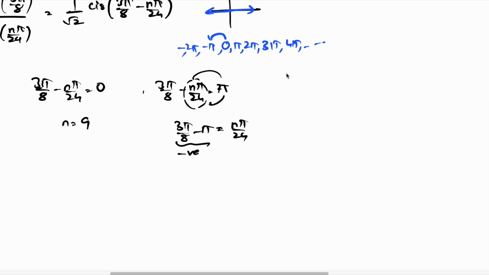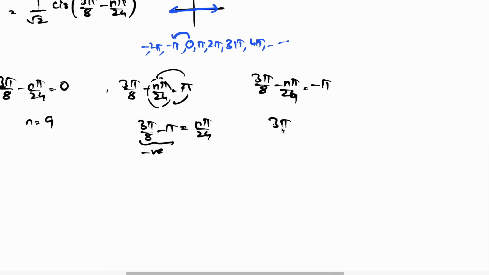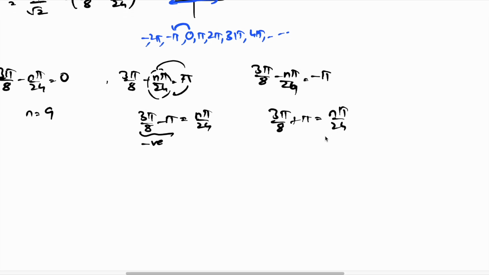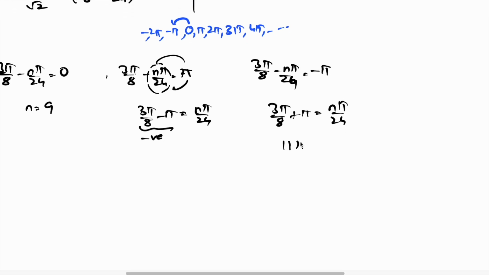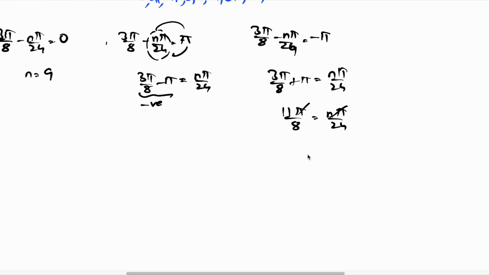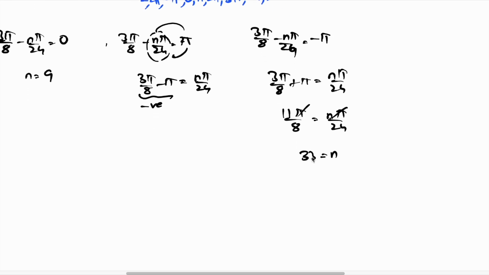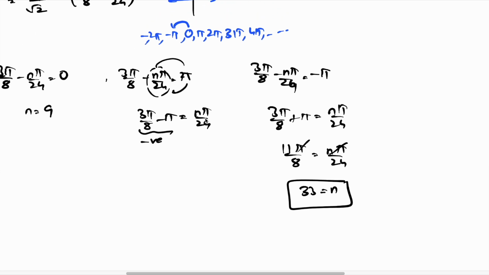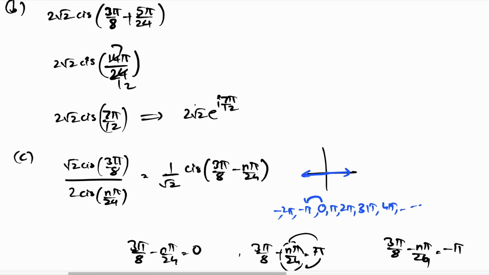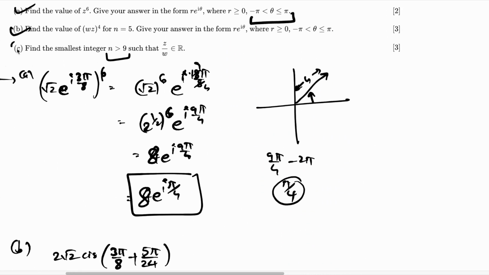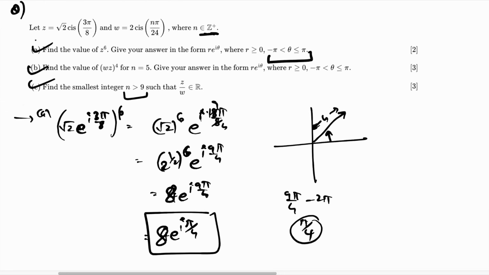So what I'll do is I'll equate 3 pi by 8 minus n pi by 24 to minus pi. And now I'll get 3 pi by 8 plus pi equals n pi over 24, which is 11 pi over 8 is equal to n pi over 24. Cancel pi and pi. I'll get n as 33. So the answer is 33 for the C part of this question.